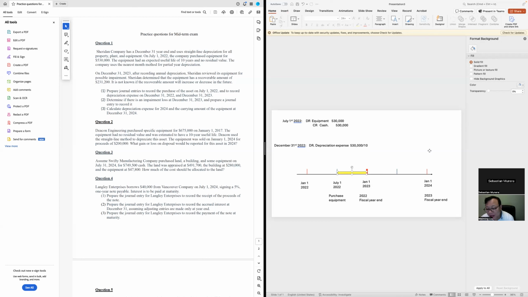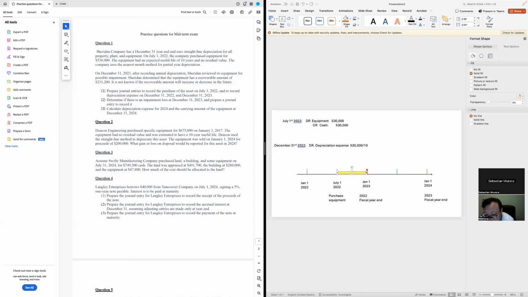Okay, so the yellow color, right? The yellow color is the time period between the time when the equipment was first acquired and the fiscal year end. So the time is actually a partial year. You only own this asset for a partial year. In this case, it's 6 months, okay? So for 6 months, you will have to consider the partial year in the calculation.